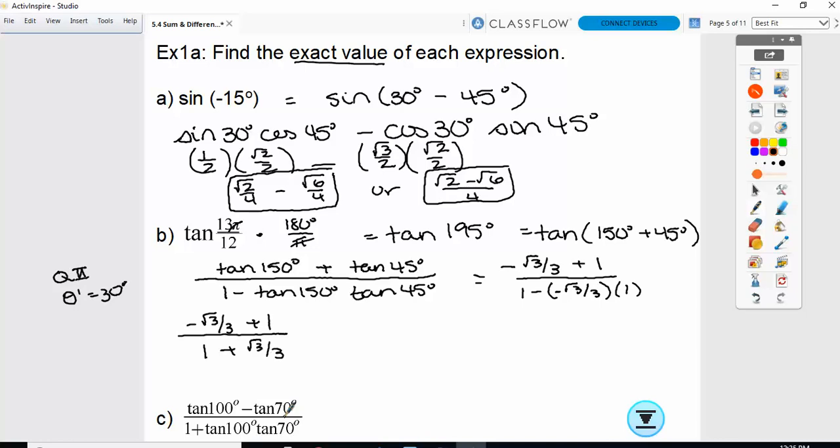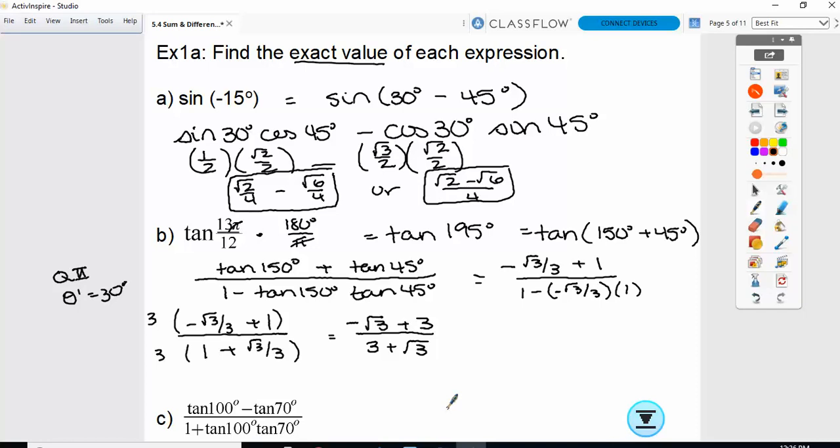So this one is definitely uglier because we have a fraction and a fraction, and we know we can't leave it that way. An easy way to eliminate that is to use a strategy that we use in our proofs, where you can multiply the top and the bottom by the same thing. So I might multiply everything by 3 on top and bottom. So then that would be a negative radical 3 plus 3 over 3 plus radical 3.